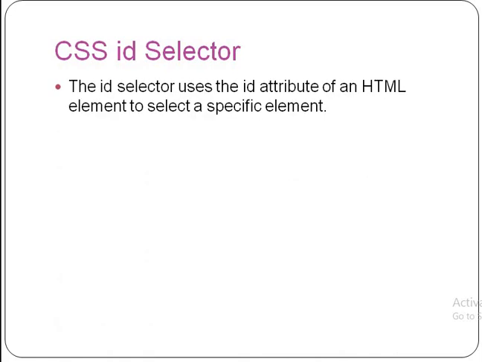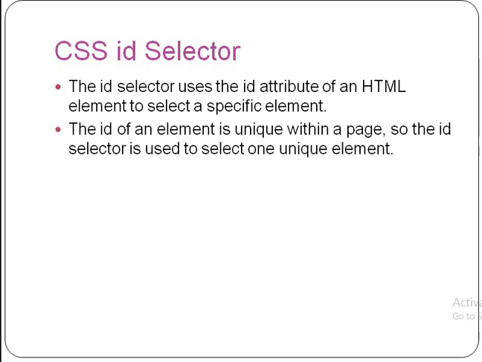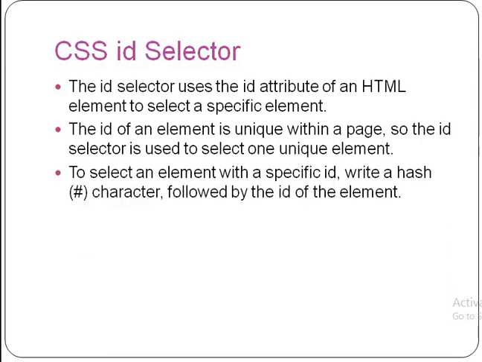Next, let us move on to the next type of selector, that is CSS ID Selector. The ID selector uses the ID attribute of an HTML element to select a specific element. The ID of an element is unique within a particular page. So, the ID selector is used to select one unique element in the HTML code. To select an element with a specific ID, we have to include a hash character before the ID of the element. So, let us see with the help of an example how to add an ID selector to a code.